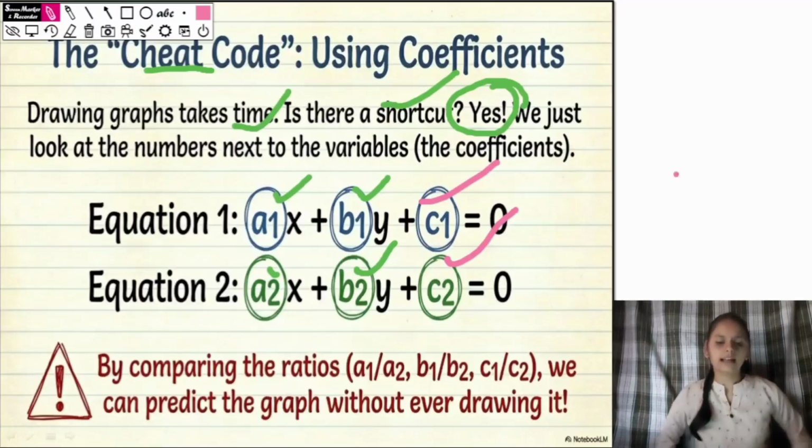Are you able to understand? Now I had an equation like this: a1x plus b1y plus c1 is equal to 0. This is the equation. a2x plus b2y plus c2 is equal to 0. This is the other equation.